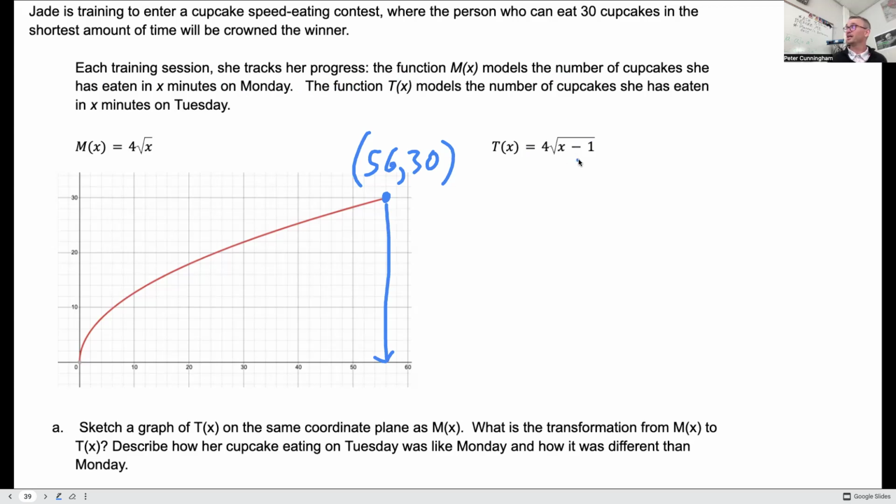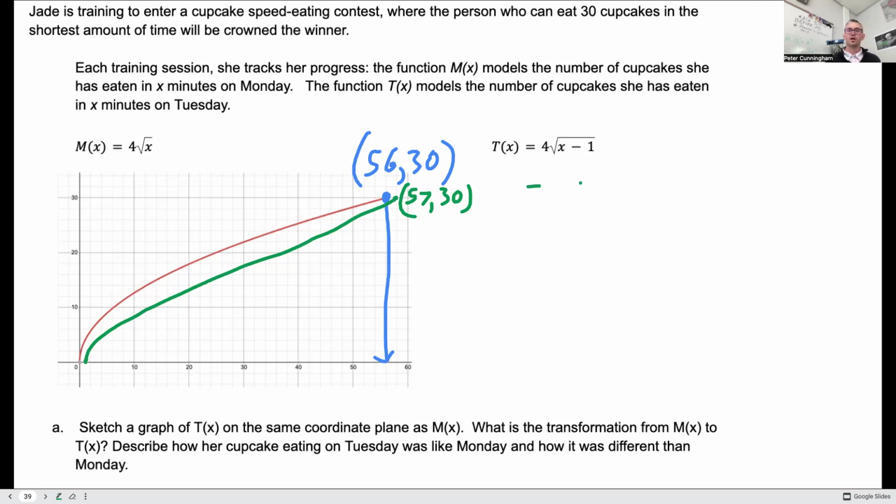And on Tuesday, she decided she was going to start a minute later. Doesn't do it. You're right. What does that do? Is she still going to eat 30 cupcakes? How long? But now, when is she going to start? A minute later, and instead it's going to go to 57. So, way to go, Jade. On Tuesday, you managed to take 57 minutes.